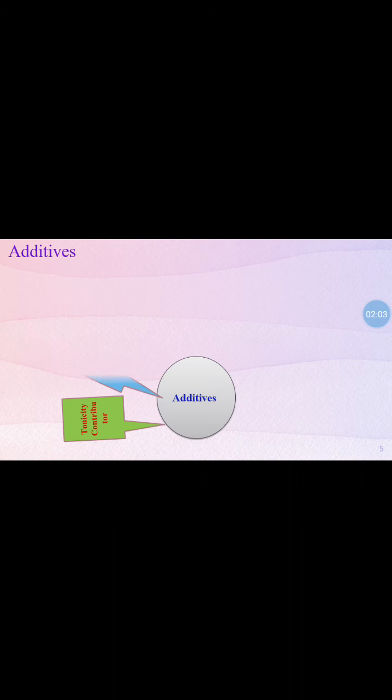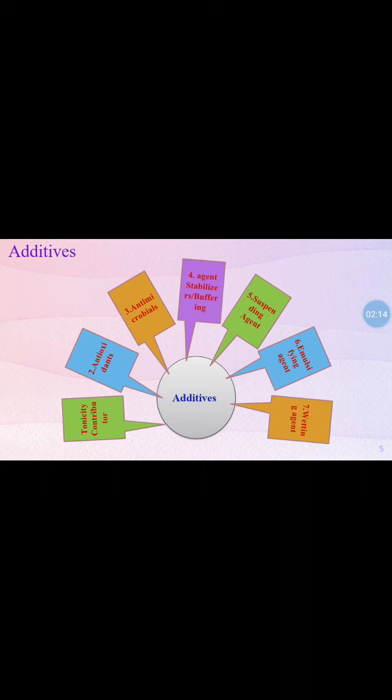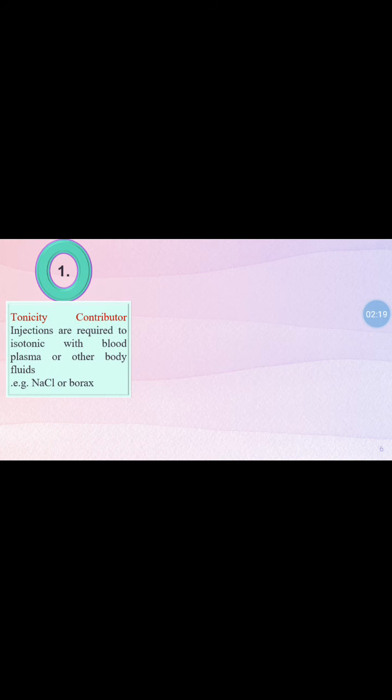There should be tonicity contributors, antioxidants, antimicrobials, buffering agents, suspending agents, emulsifying agents and wetting agents. So let's see one by one. First one is the tonicity contributor. Tonicity contributors should be added in the parenterals because the injections are required to be isotonic with blood plasma and other body fluids. For that purpose, tonicity contributors should be added, and the examples are NaCl or borax.